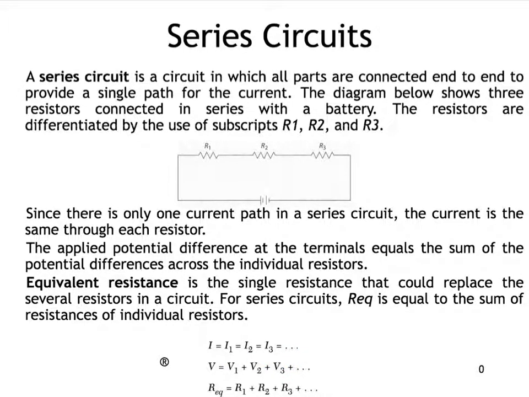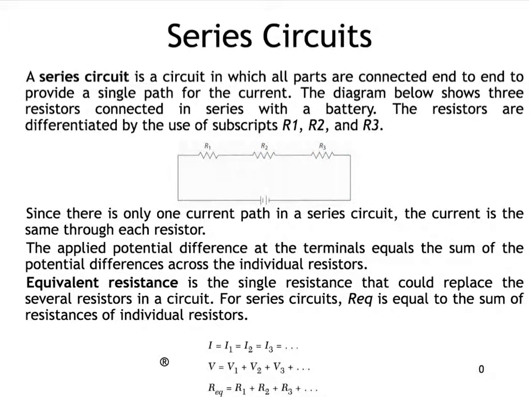Now check out voltage. We have the voltage gain here at the battery. So this is where all the voltage is gained, all of the push for the electrons is gained. But voltage is lost every time you go through a resistor. We call these voltage drops. So you have a voltage drop at resistor 1, a voltage drop at resistor 2, and another voltage drop at resistor 3.